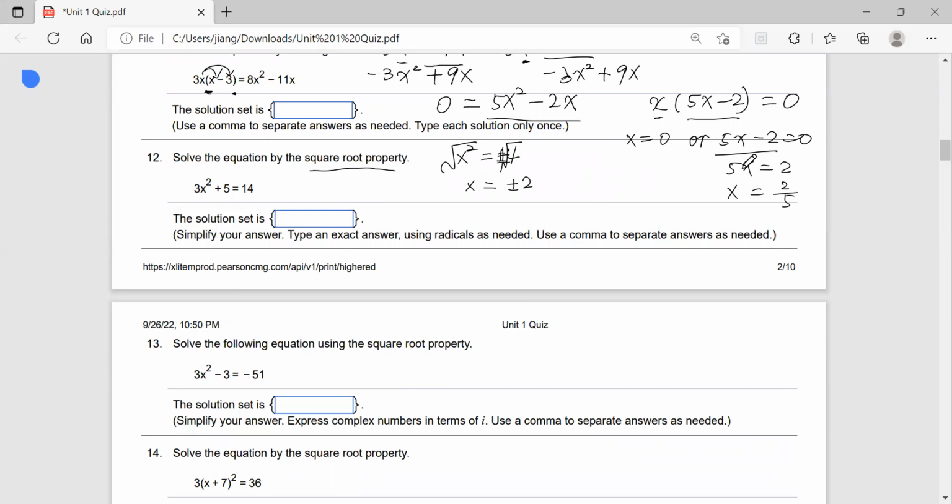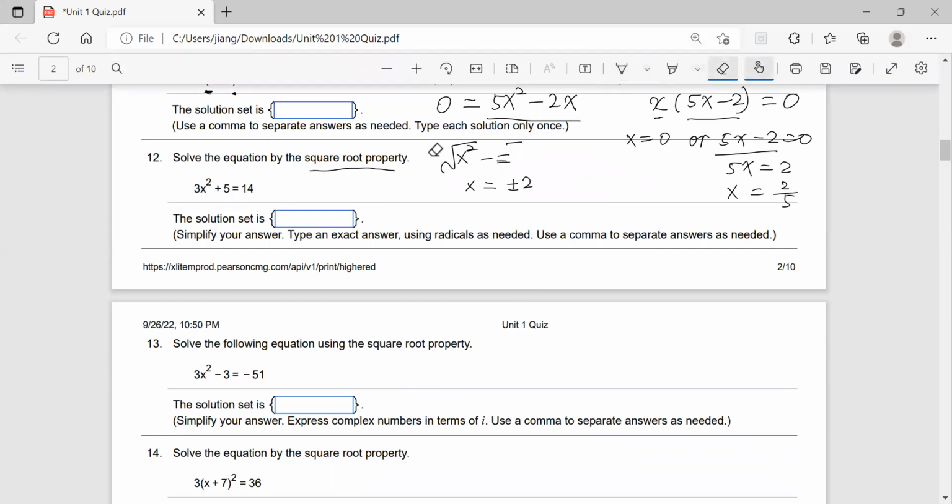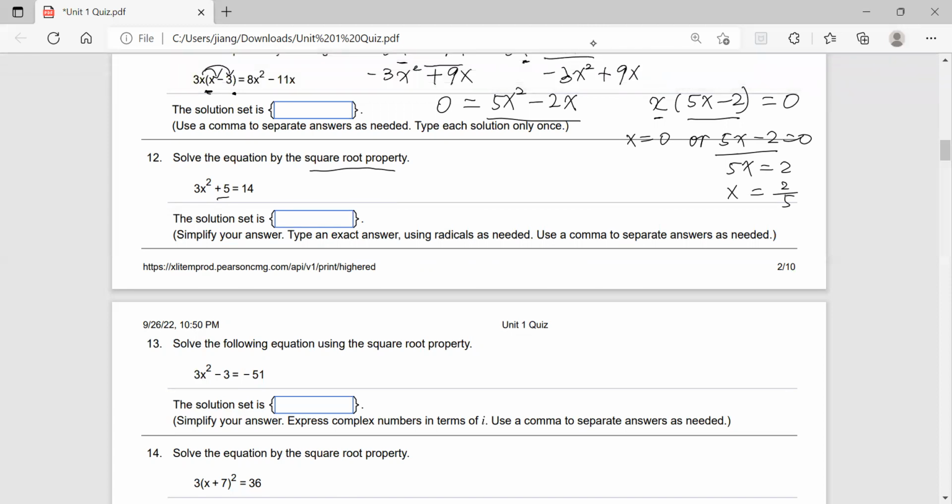And for this question, we leave the x squared on one side. Let's get more space. We leave x squared on the left-hand side. So get rid of the 5 here by subtracting 5 from both sides. So 3x squared equals, I subtract the 5 here, I subtract the 5 here, I got 9. Divide by 3 on both sides, because I want to get rid of the 3. So x squared equals 3. And then take the square root, x equals plus or minus square root of 3.